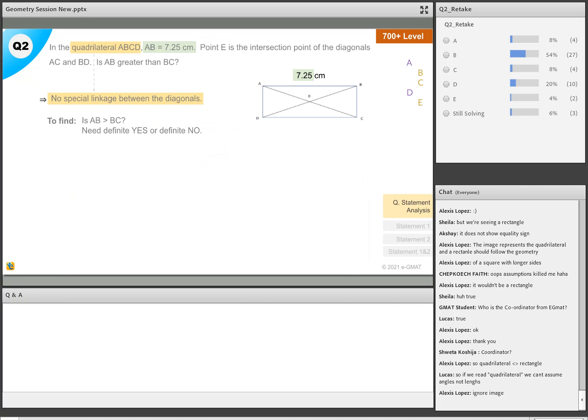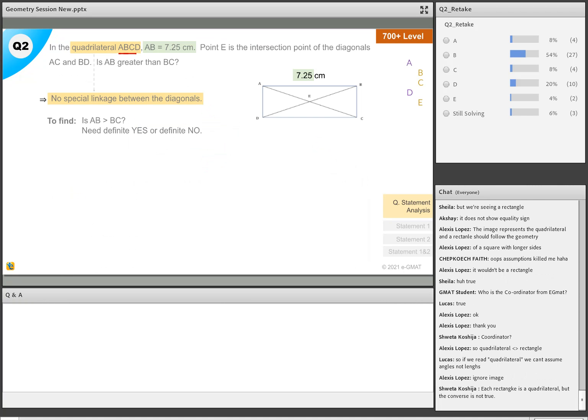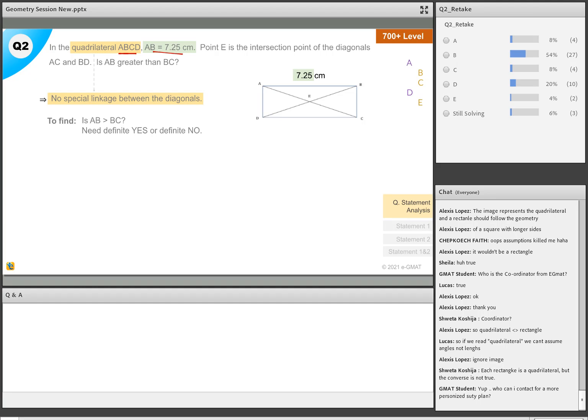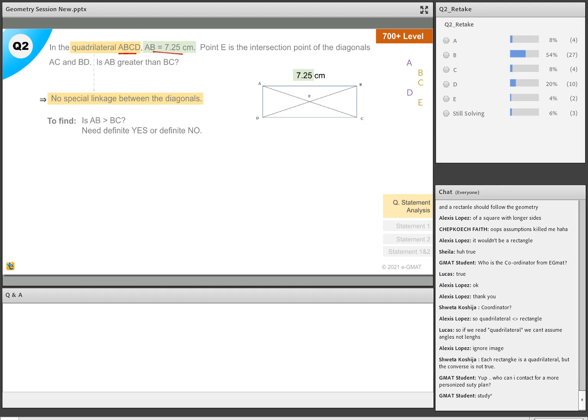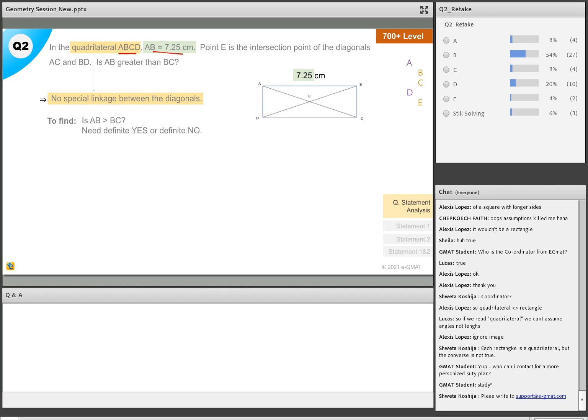It's given that the quadrilateral ABCD has the length of AB, which is equal to 7.24 centimeter. I know that point E is an intersection of the diagonals, and then I need to find out whether AB is greater than BC or not. But since we do not have any special linkage between the diagonals, any concept or anything that talks to me about the diagonals, I cannot say right now. I need more information, right? Okay, so let's move ahead.